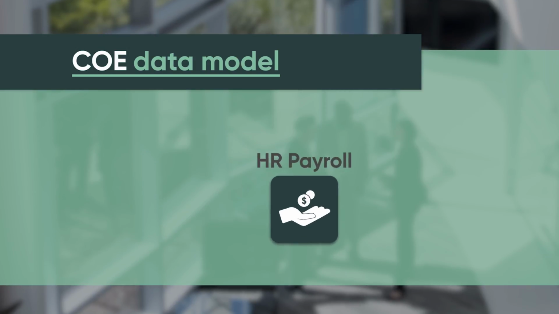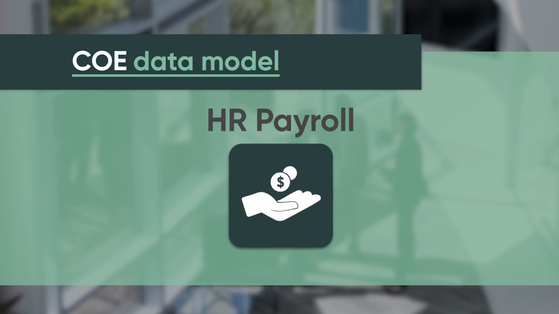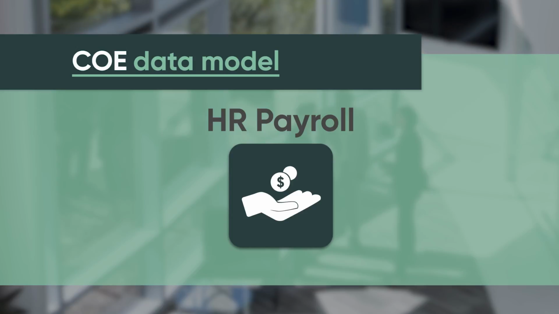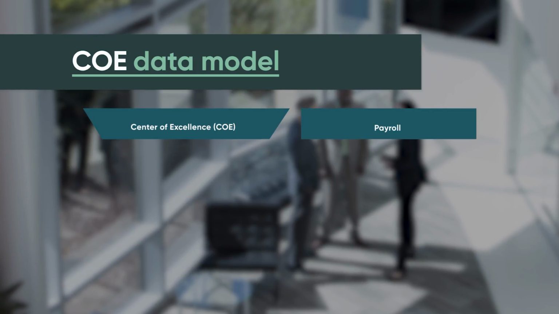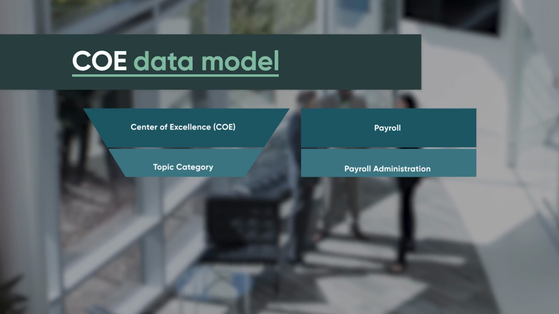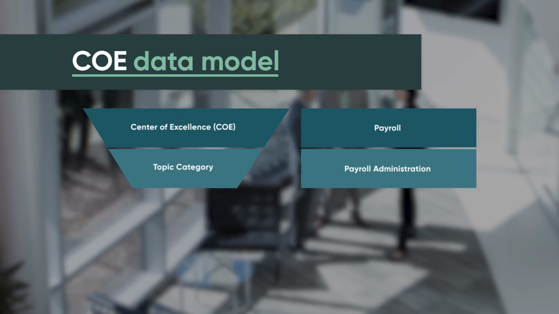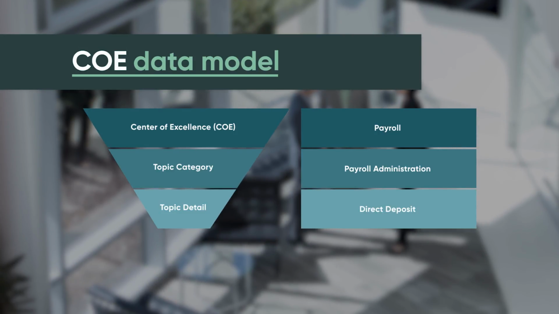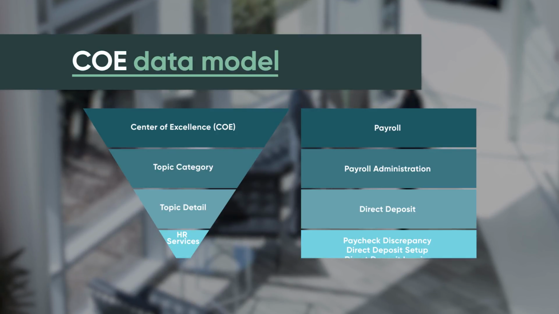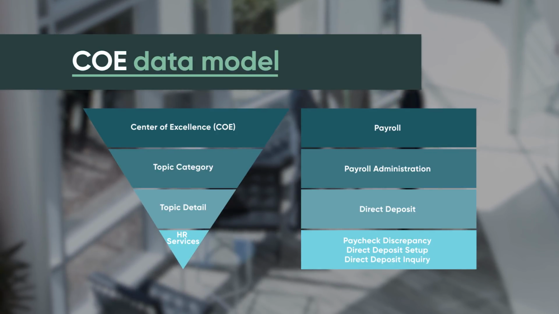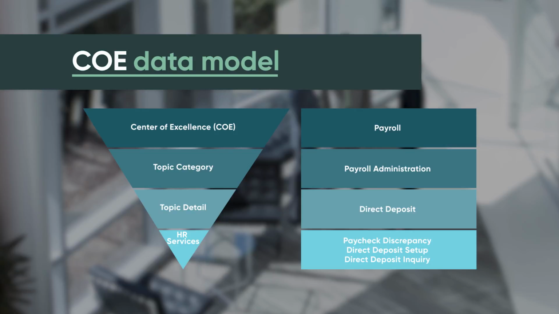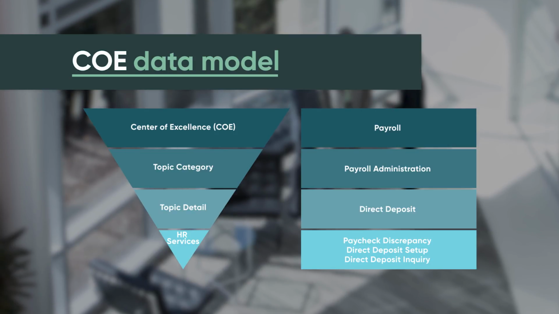Let's take a closer look at a COE hierarchy to see, using the HR Payroll COE as our example. The Payroll COE contains multiple topic categories, one of which is payroll administration. This topic category contains a topic detail, direct deposit, with a number of HR services tied to it, paycheck discrepancy, direct deposit setup, and direct deposit inquiry.